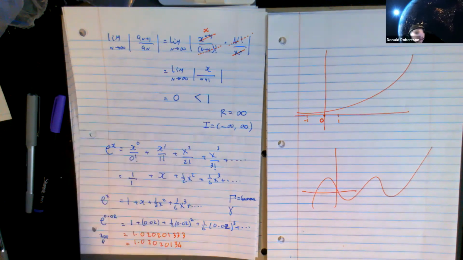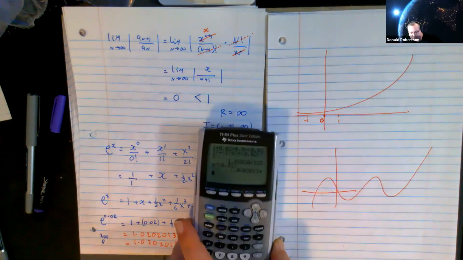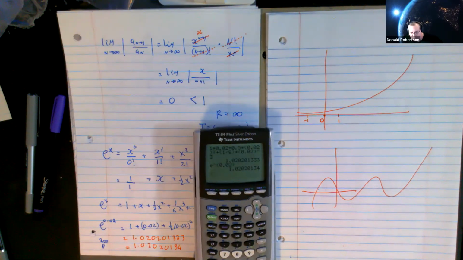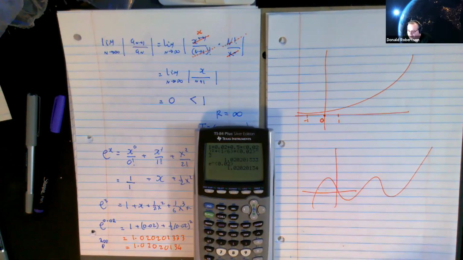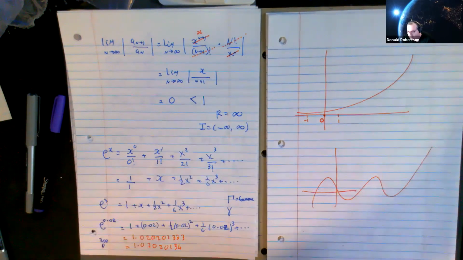How does the calculator calculate the value of e to the power of anything? You never thought about that. How does a calculator calculate e to the power of 2 or e to the power of 0.1234? How does it do it? It's programmed a Maclaurin series.